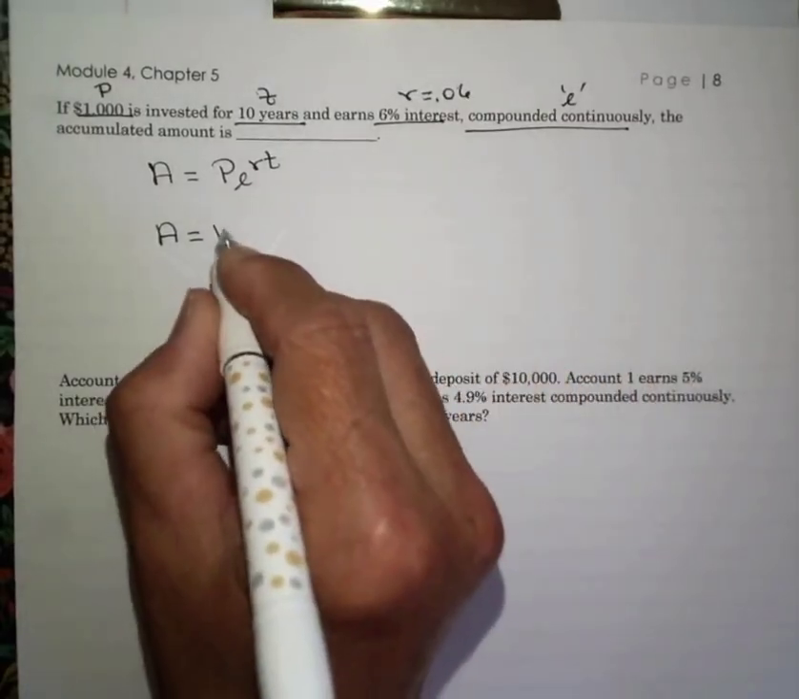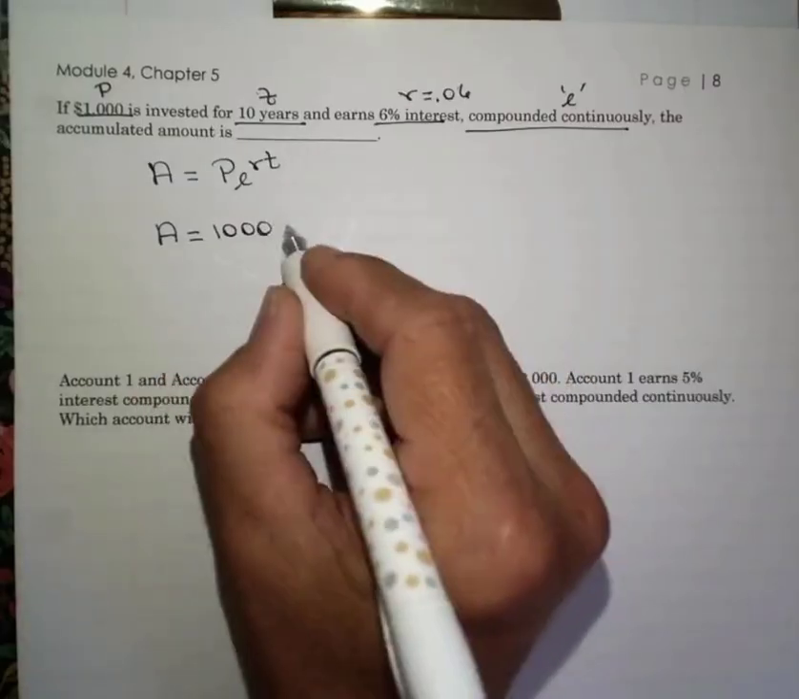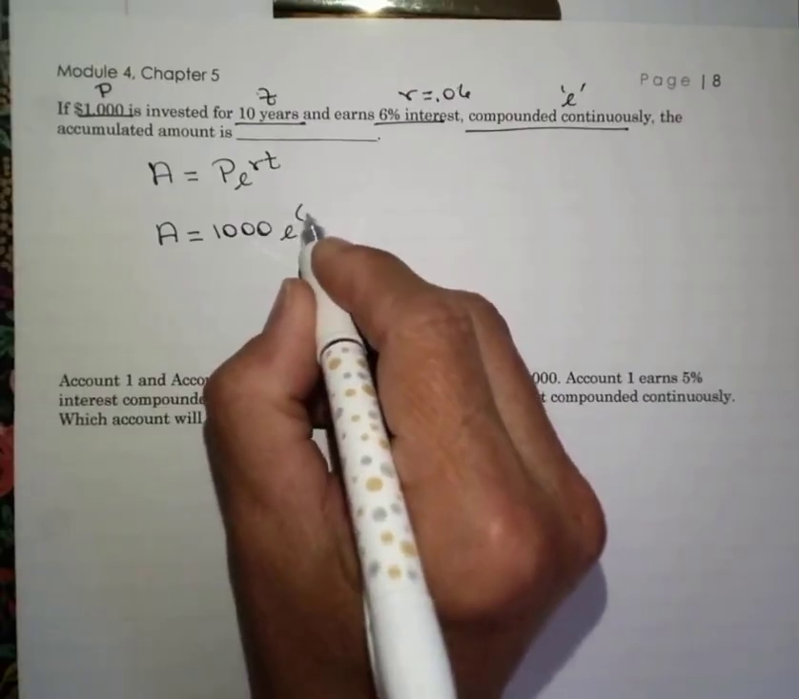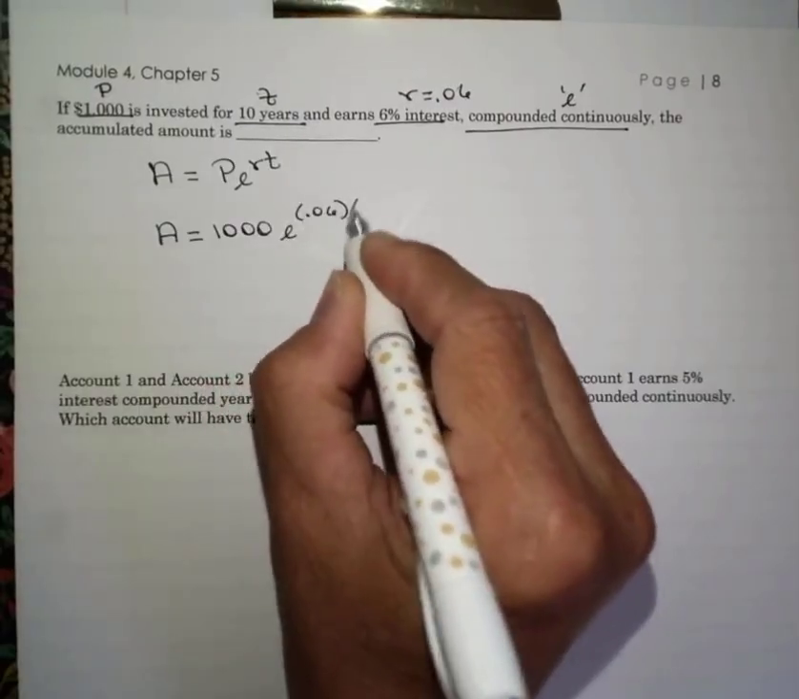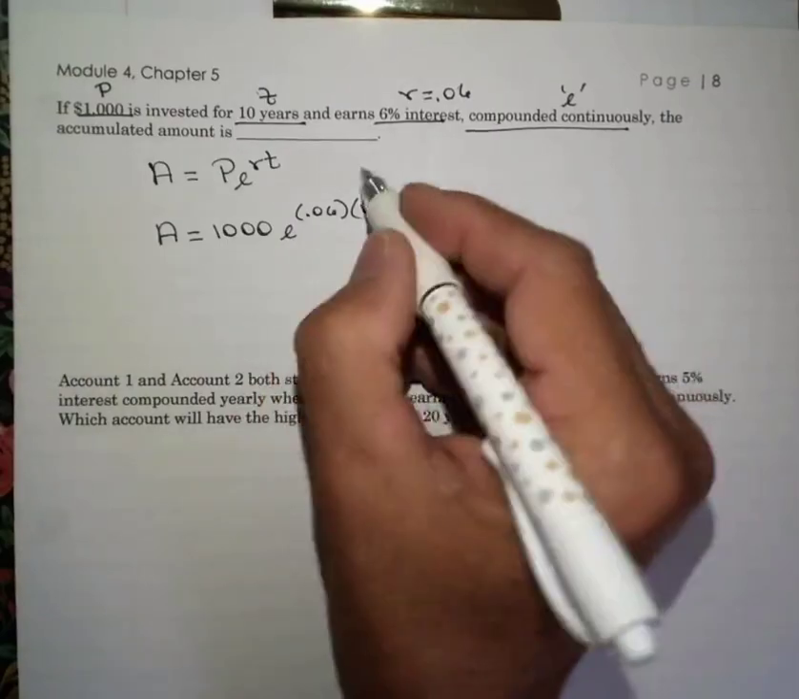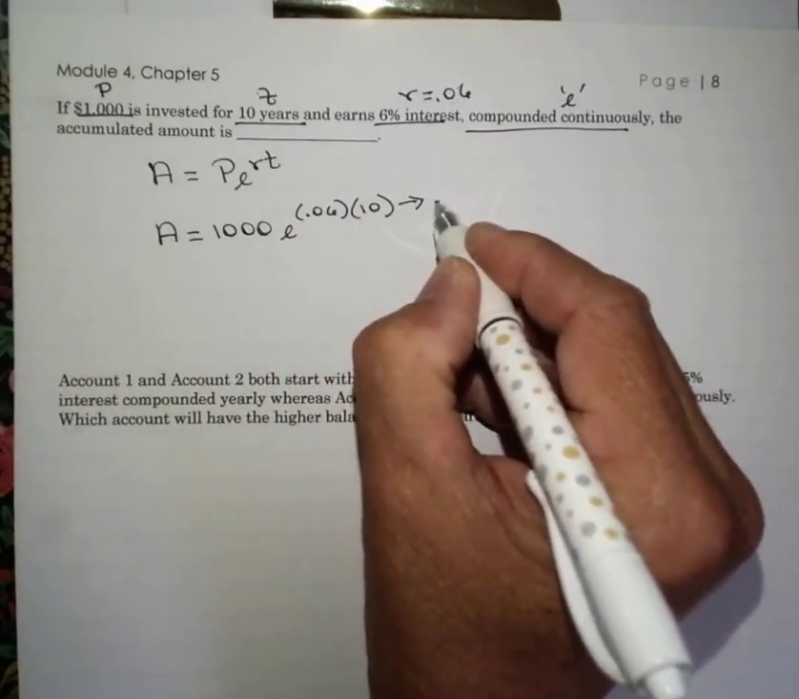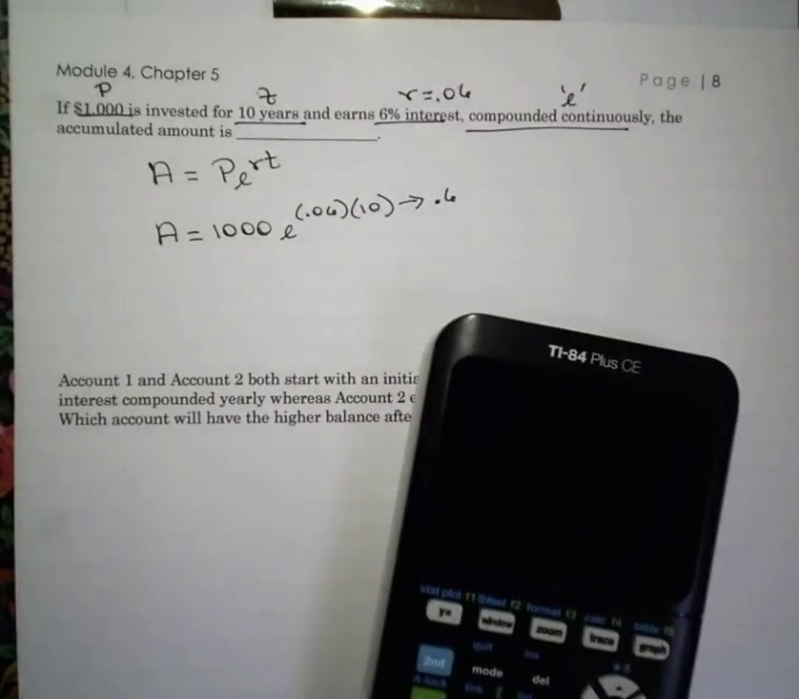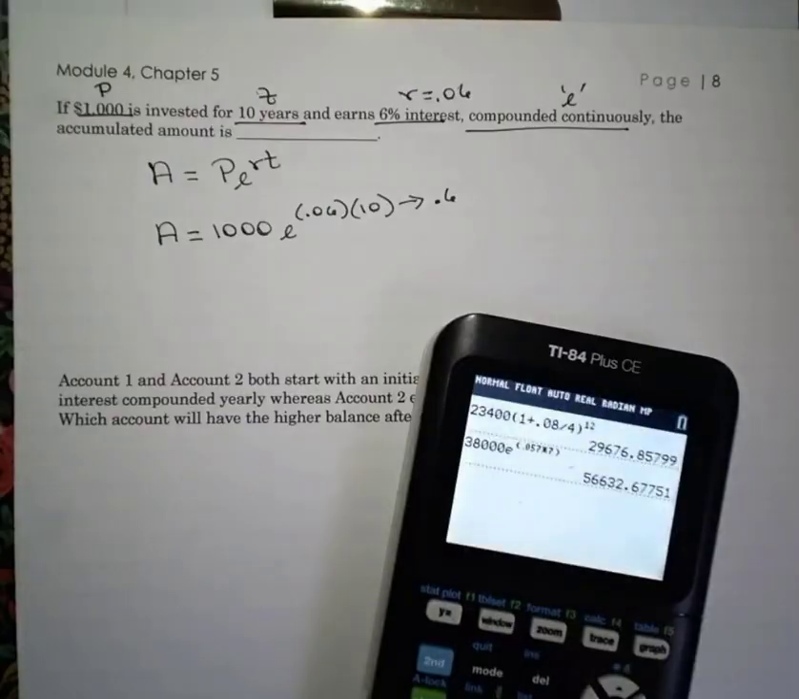Okay, so I've got $1,000. And I'm going to multiply that times E raised to the power of 0.06, the rate, times the time of 10. Well, and I could do that really pretty easy because this really is just kind of 0.6, isn't it? Makes it simpler, and I don't have to worry about parentheses as far as my exponents go. So let's say 1,000, and let's insert the number E, and then say it's raised to the power of 0.6.